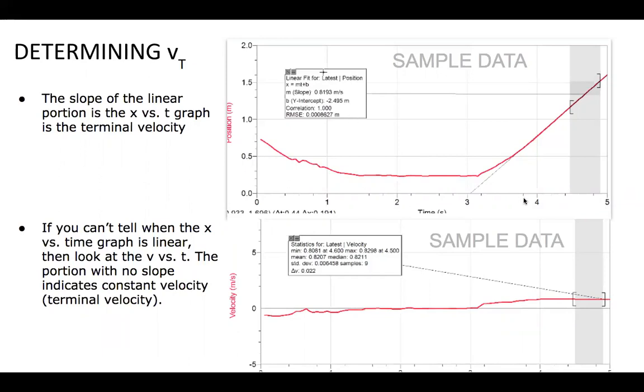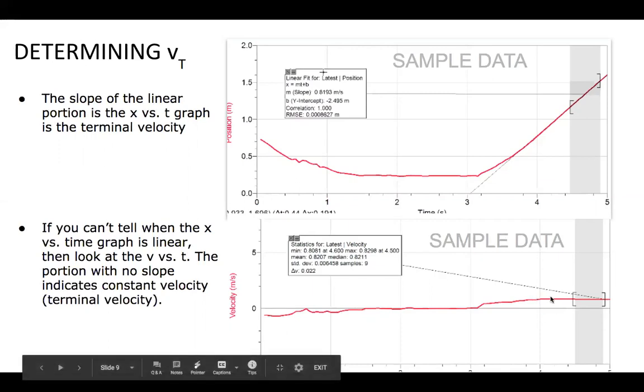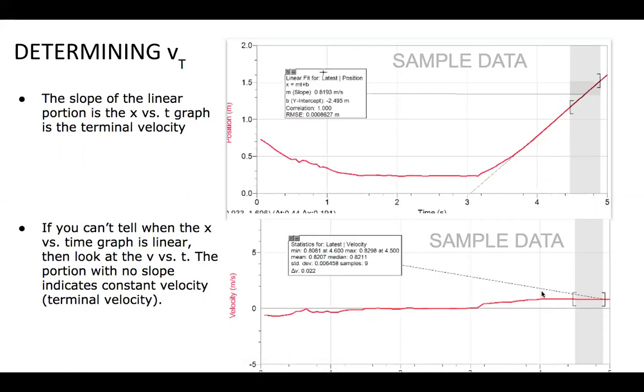So initially looking at this graph, it looks like constant velocity or terminal velocity starts at around 4 seconds. Well, you can use the velocity versus time plot as reference. When looking at the velocity versus time plot, the portion with no slope indicates constant velocity. So that's the terminal velocity. If we look at 4 seconds at the velocity versus time plot, we can see that there's some fluctuation in velocity. There's no slope at around 4.5 seconds, and so we can start the fit there for the position versus time plot.